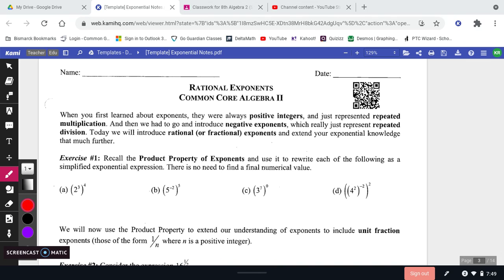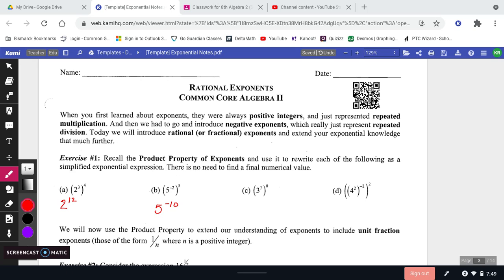So if we have 2 cubed to the 4th, that's a power to a power, so you are going to multiply your exponents. Okay, B, same thing. We saw that the same rule will hold true even if they are negative exponents. So multiply your exponents again. That's going to be 5 to the negative 10th.